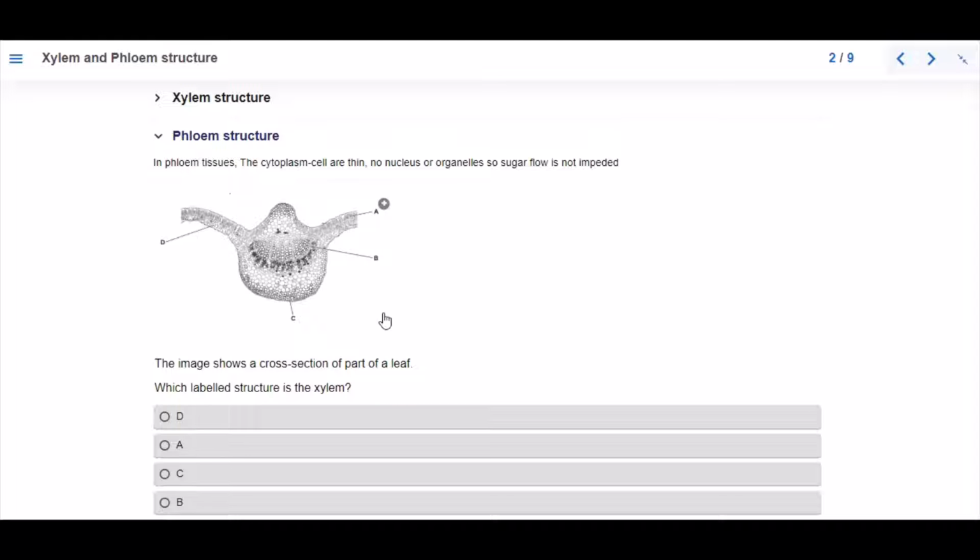Another quick question. There's a diagram here showing us various structures. Then the question says the image shows a cross section of a part of a leaf. Which labeled structure is the xylem? That would be B.